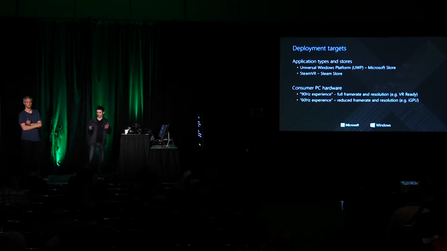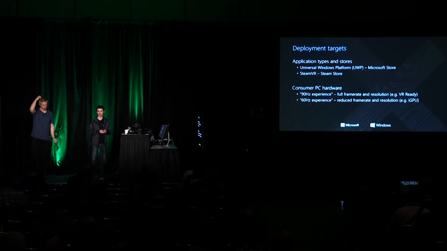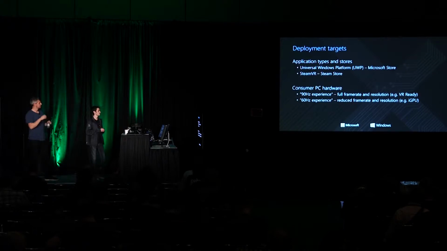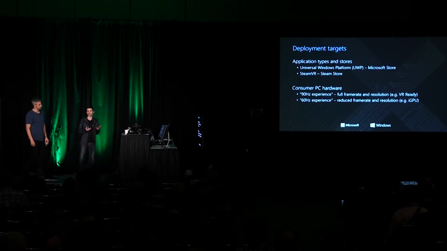And then also realize, of course, that you've got a variety of different PC hardware out there that works with our devices. So what most people would experience as a 90 hertz experience, if they're using a PC that is considered, let's say, VR ready, they'll be getting the full frame rate and full resolution. But our device also works with other classes of PCs as well, where you get what we call a 60 hertz experience. So it's a slightly reduced frame rate and resolution so that we can maintain a stable experience for the user. An example of those are integrated GPU machines. So it gives you a much wider audience that we can support.